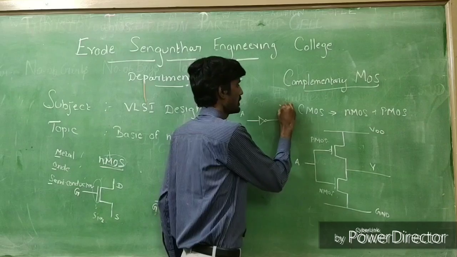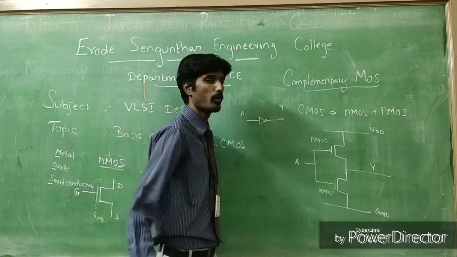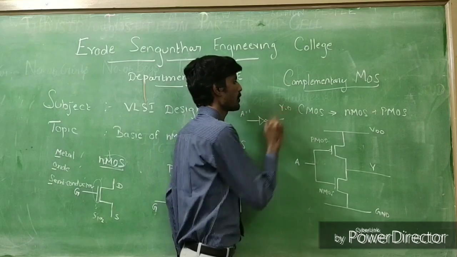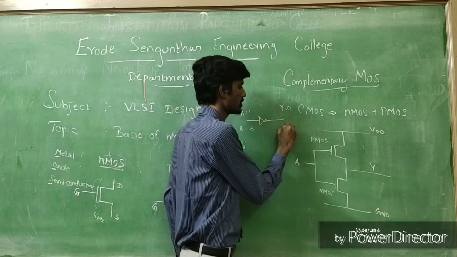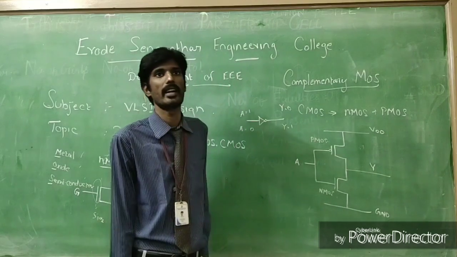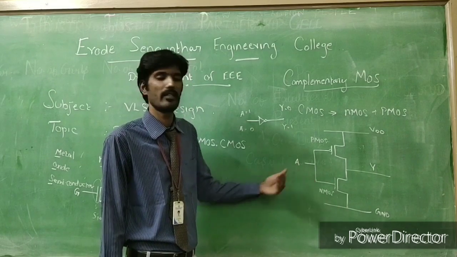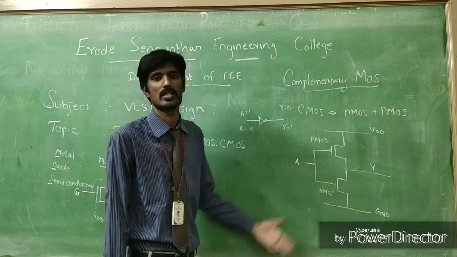This is A. Consider this inverter. A is the input, Y is the output. Suppose we give input A equal to 1, we get the response Y equal to 0. Suppose we give A equal to 0, the response is Y equal to 1. That's why we call it the inverter. So the CMOS acts as the inverter, which we will see later. Now we apply the input and see what happens in this structure.